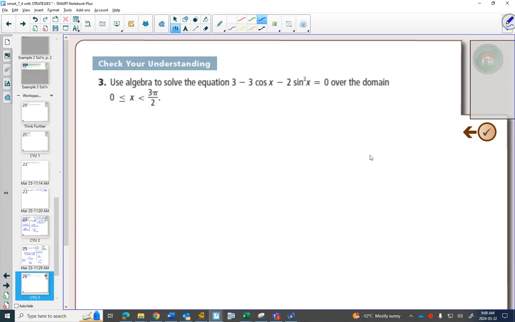And the last question is not a proof. We see the word solve, so this is more like chapter 6 and things we've done in the past. We want to solve an equation, 3 minus 3 cos x minus 2 sine squared x equals 0.